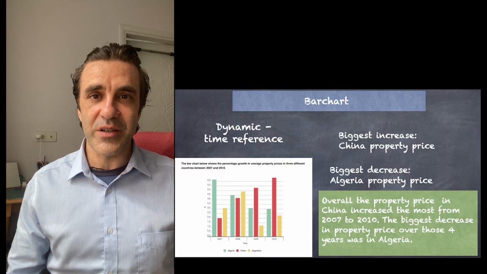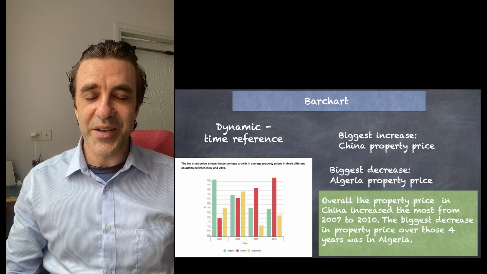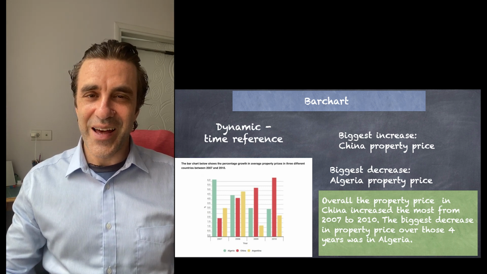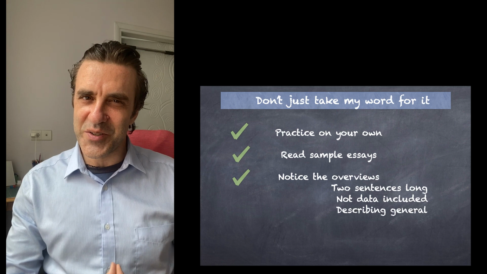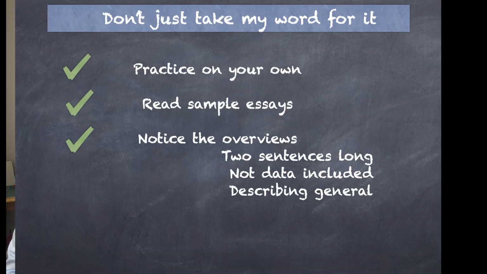So an introduction could look like this. Overall, the property price in China increased the most from 2007 to 2010. The biggest decrease in property price over those 4 years was in Algeria. So I'd like you to notice that it's fairly short and fairly simple. And I'm hoping that you're looking at this with a little suspicion, like saying, it can't really be that easy, can it? And I'd say, well, test it out. Try this with a few other examples that you have, and see how it works.